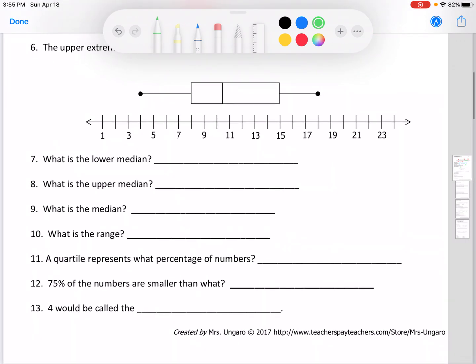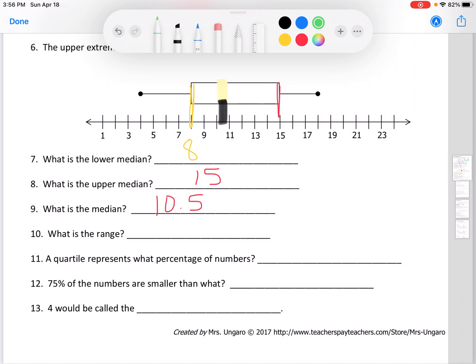For the next one, they want to know what is the lower median. So that's the first quartile. So that would be 8. What is the upper median? That would be the third quartile. It's going to be 15. The median is the line inside the box. So that's going to be 10.5.